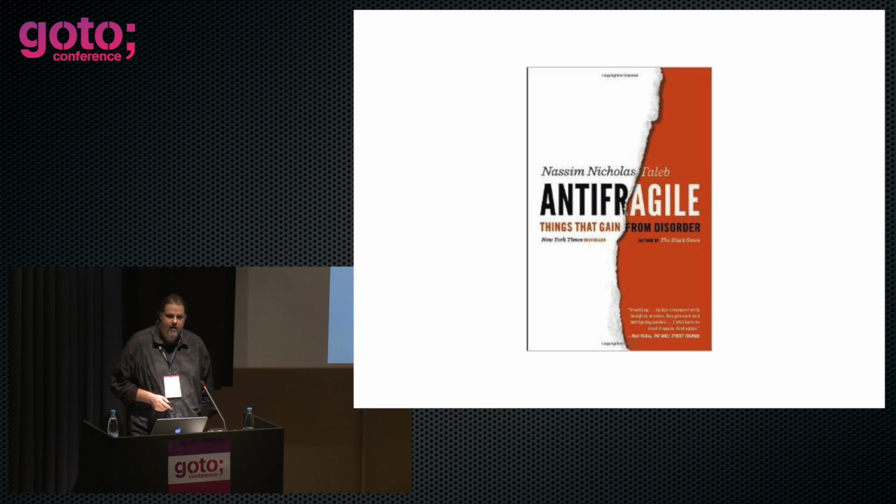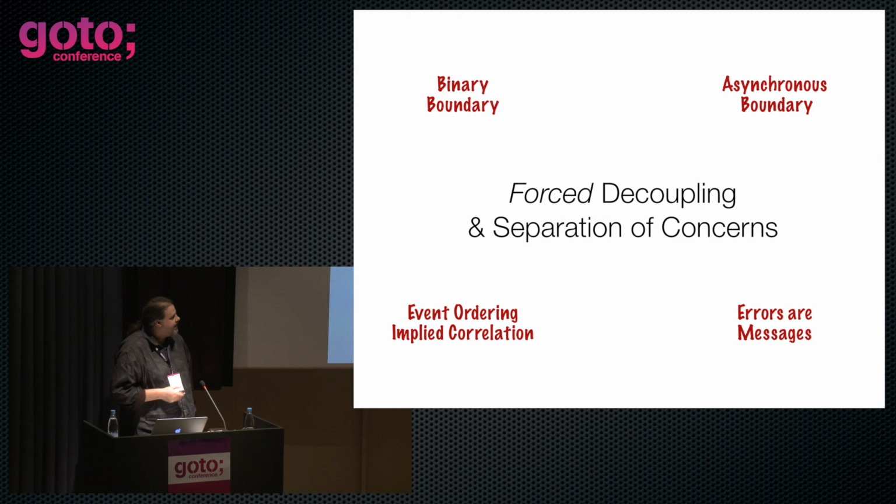This is a great book, Anti-Fragile. It basically talks about how systems, when they're stressed, develop coping mechanisms, and those coping mechanisms actually make for a stronger system. But you can also apply it in this case. It's really about forced decoupling and forced separation of concerns.